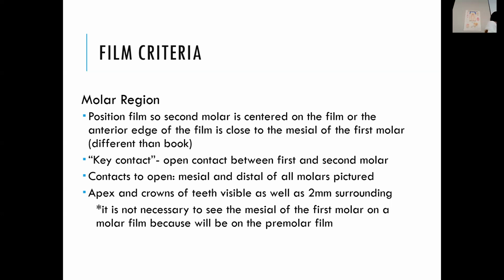That's generally how it should line up. I'm not sure, I have to review what the book actually says. I don't really remember why that's different, but that's our criteria for sure, is to center the second molar. Key contact is between the first and second molar, and trying to open mesial and distal of all molars in the picture, ideally, and 2 millimeters of the apex. It's not necessary to see the mesial of the first molar. Star that, you'll need to know that for the exam. It is not necessary to see the mesial of the first molar on a molar film.